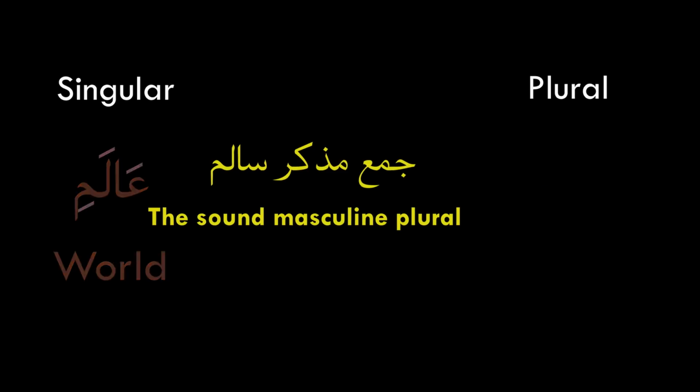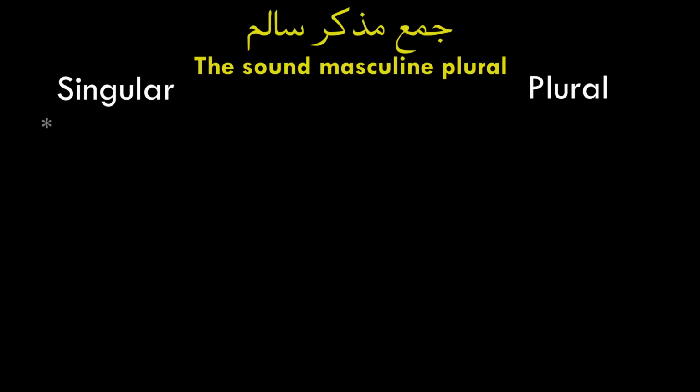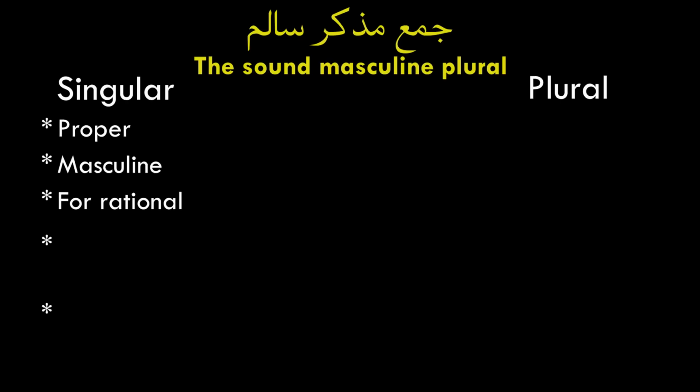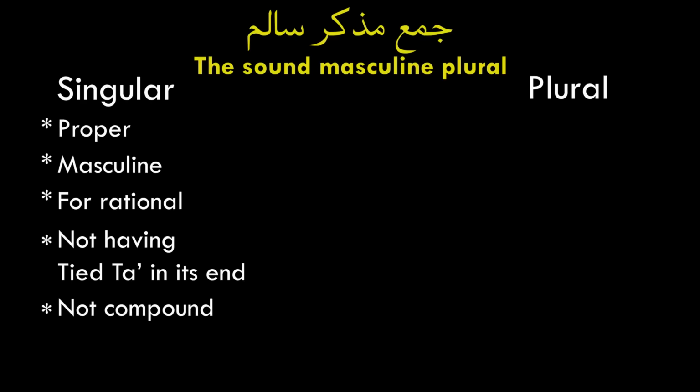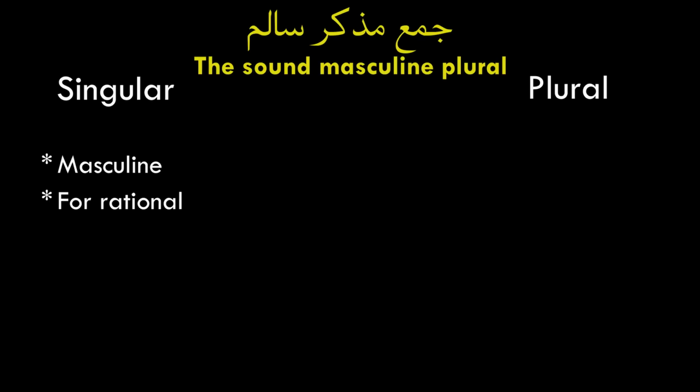To know whether or not this way should be used, some conditions must be met. First, the noun should be proper. Second, the noun should be masculine. Third, the noun should be for a rational, for a human being. Fourth, the noun should not have a tied ta in its end. And finally, the noun should not be compound. And if we want to use this method for an adjective, this adjective should be masculine and for a rational.